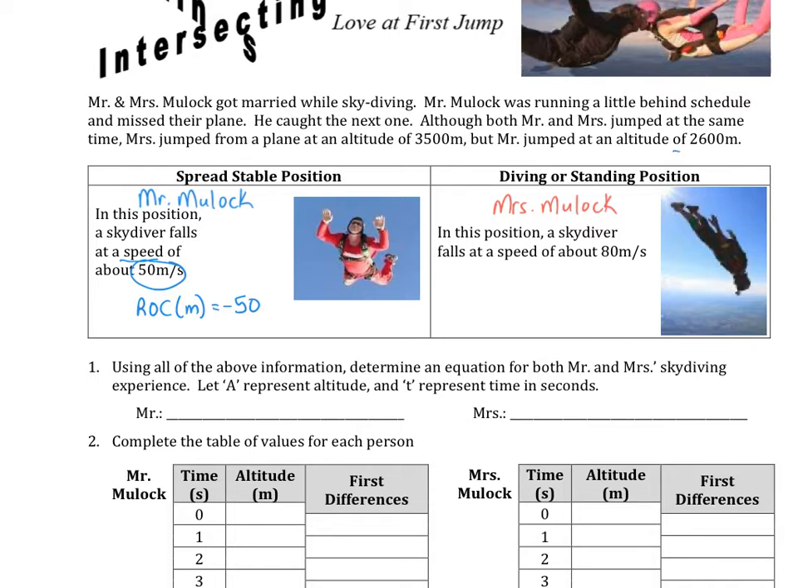And since he jumped at 2,600, his initial value, which we call b, is 2,600. Now for Mrs. Mulock, she's going to fall at 80 meters per second. So the speed is positive, and because her altitude is decreasing, the rate of change, which we call m, is actually negative 80, and she starts at 3,500, so her initial value is 3,500.